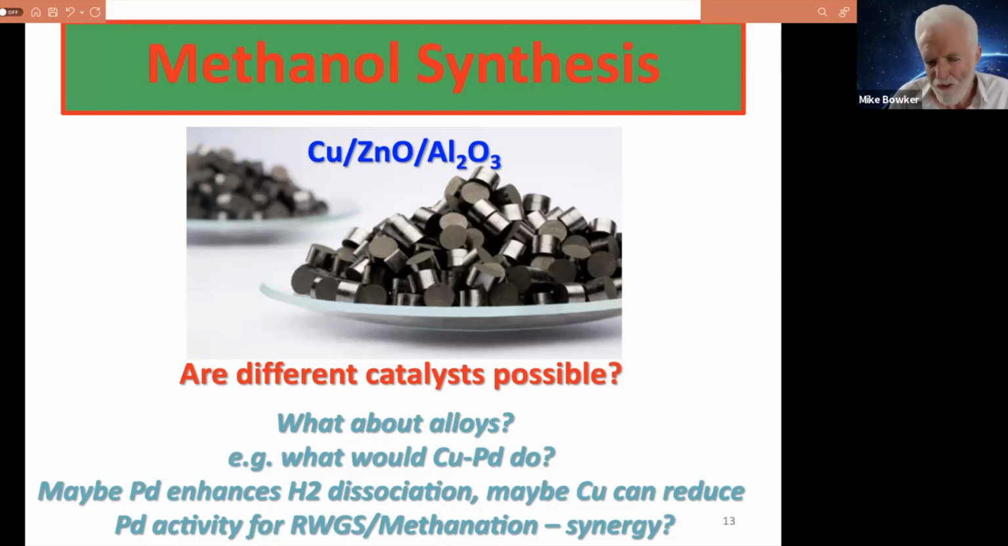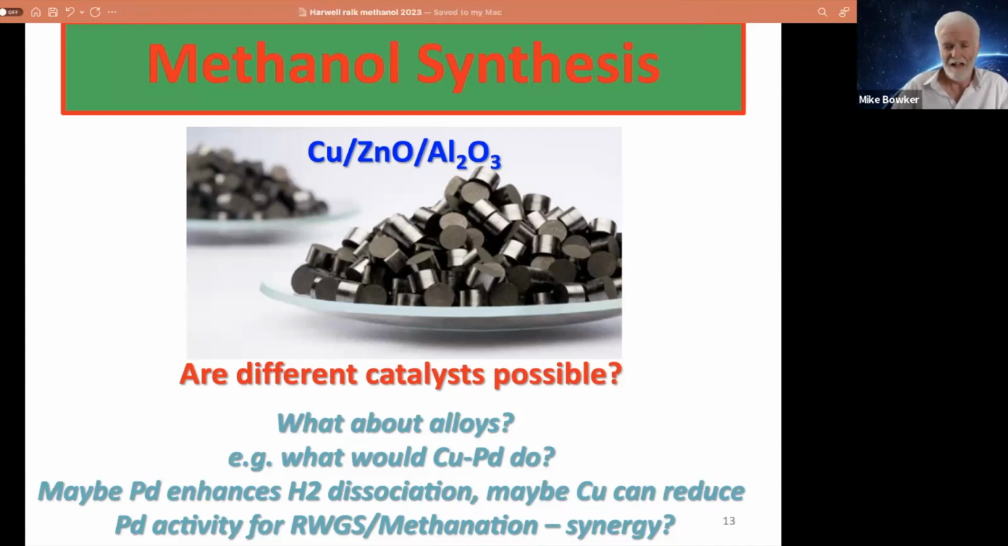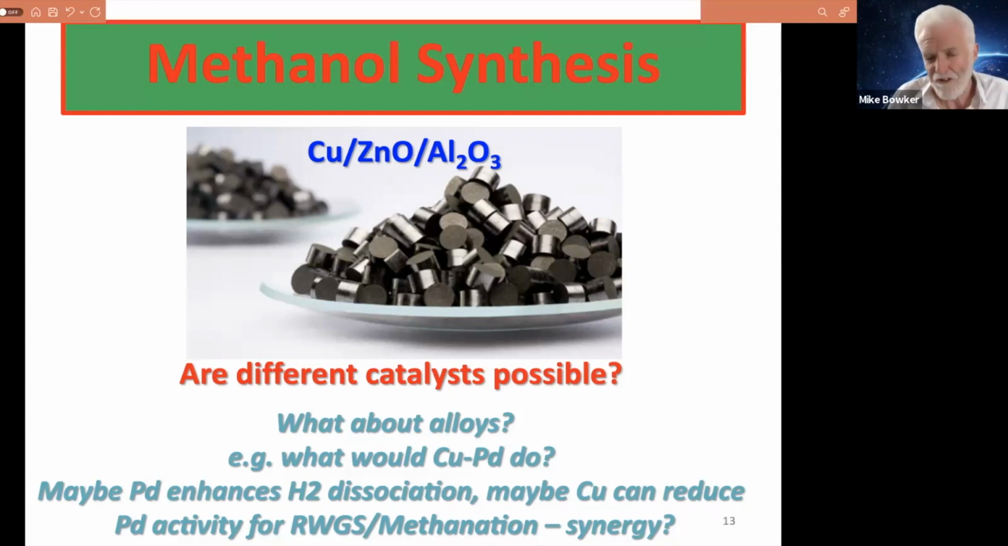So what about alloys? Would copper palladium help the reaction? Because we might imagine that palladium would enhance hydrogen dissociation compared with copper. And we might imagine that copper would reduce the ability of palladium to do methanation, for instance, or reverse water gas shift catalysis.